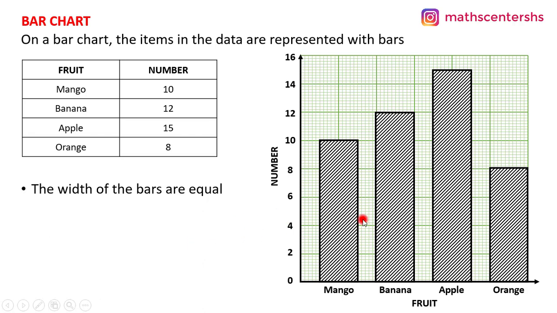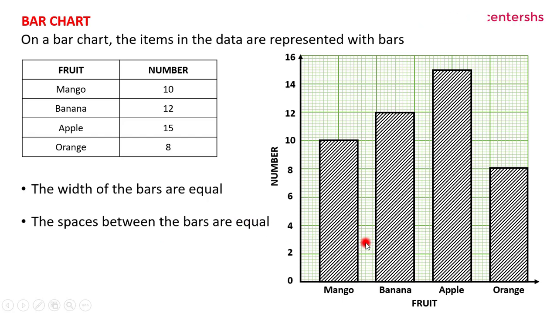What other thing can we say about the bar chart we have here? We can see that there are spaces between the bars, and these spaces should be equal. So there's a space between this major vertical grid line and the bar for mango. There's a space between the bar for mango and that of banana. There's a space between the bar for banana and that of apple. And there's a space between the bar for apple and that of orange. The point is that the spaces should be equal. So you have to make sure that the spaces between the bars are also equal.